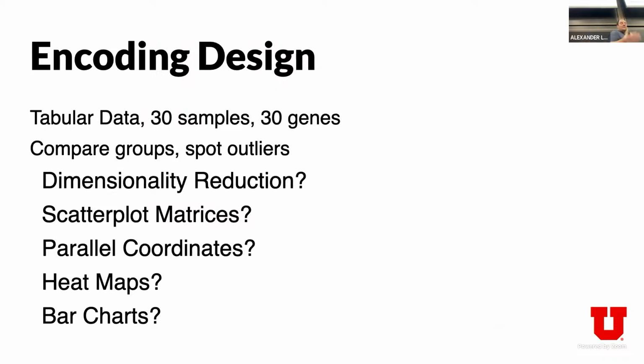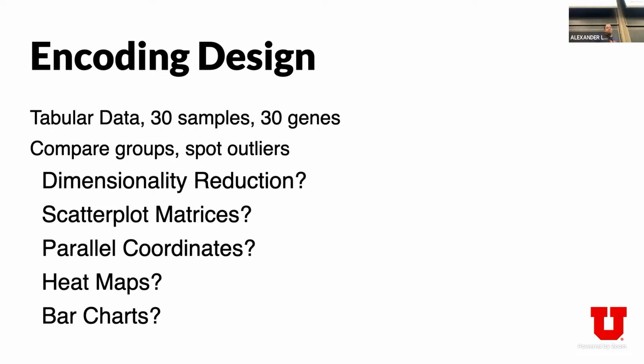So we have tabular data, about 30 samples, about 30 genes. We want to compare groups and we want to spot outliers in this data set. Here are just some examples: dimensionality reduction, scatter plot matrices, parallel coordinates, heat maps, and bar charts. Which of these options do you think works for the combination of these tasks and the data we have?